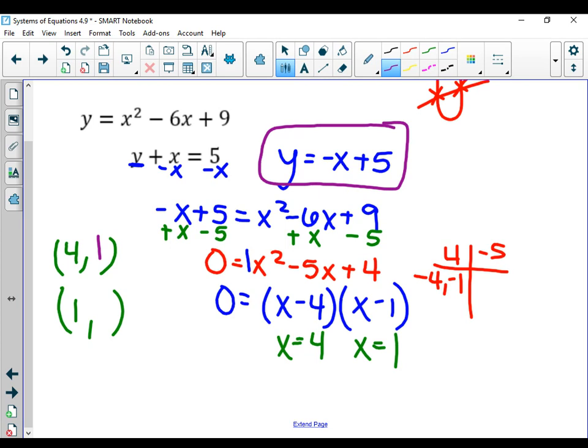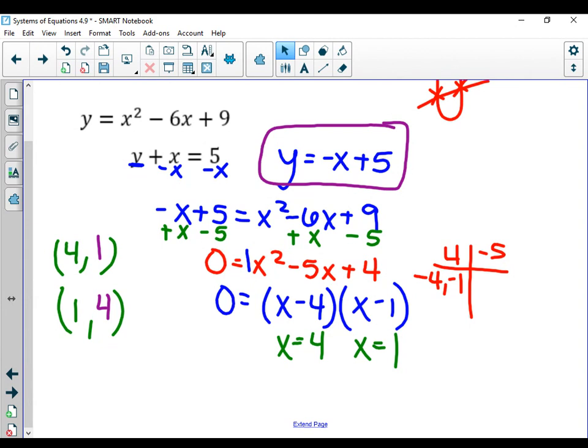And if you need to put that actually in your notes where we're getting that, do so. If I plug in a 1, -1 plus 5. Now, not every single time you're going to get them where they are flipped like that, okay? That just happened in this problem, okay? 4, 1, and 1, 4. So that line and that parabola intersect at (4, 1) and (1, 4).